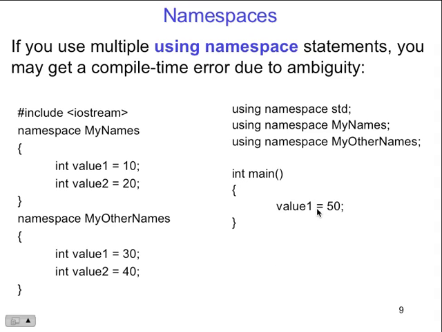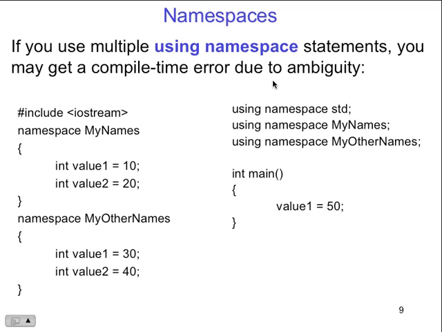And we haven't said integer value 1 is equal to anything. All we're doing now is we're calling value 1 and we're saying value 1 is equal to 50. I'm like, well, where did value 1 come from? Well, it's in one of these namespaces. When we go back over here, we say namespace my names, well, value 1 is 10, value 2 is 20. Namespace my other names, we're ambiguous. So if you use multiple namespace statements, you may get a compiler error due to the ambiguity that exists as well.